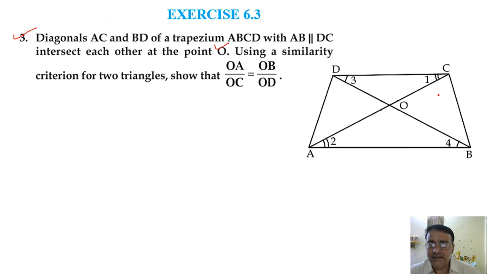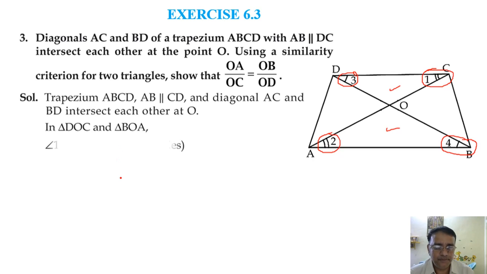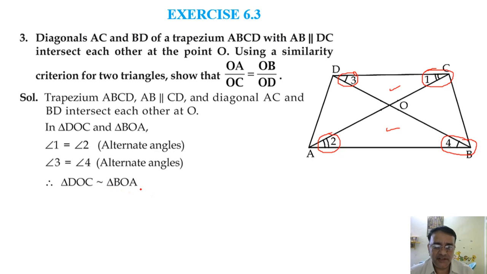Let these two angles be 1 and 2 and these two angles be 3 and 4. Now angle 1 is equal to angle 2. Why? Alternate angles. And angle 3 is equal to angle 4, alternate angles. So these two triangles are similar, that is triangle COD is similar to triangle AOB. First we will write that step. By which criteria? AA similarity.